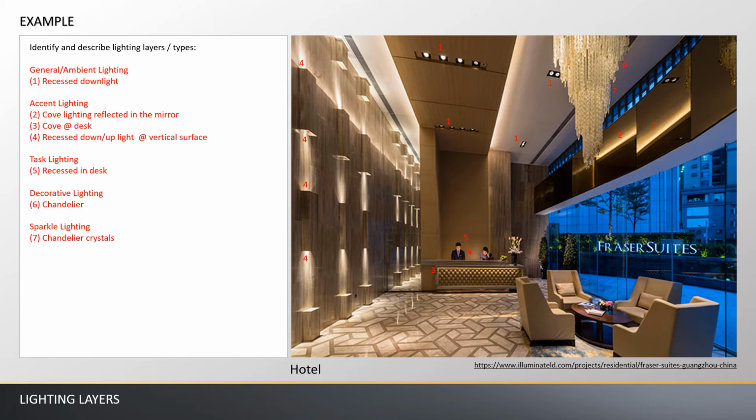This is a good example for part number 2 as a reference, which is identify and describe lighting layers or types. What we have here, we have general or ambient lighting, represented with number 1, recessed down lighting. We have accent lighting, represented with number 2, cove lighting reflected in the mirror. Number 3 is cove lighting at the desk. And number 4 is recessed down and up light at vertical surface. We can see task lighting. Number 5, recessed in desk. We can see decorative lighting. Number 6, in chandelier. And sparkle lighting. Number 7, chandelier crystals. Please make sure that the numbers are visible in the image.